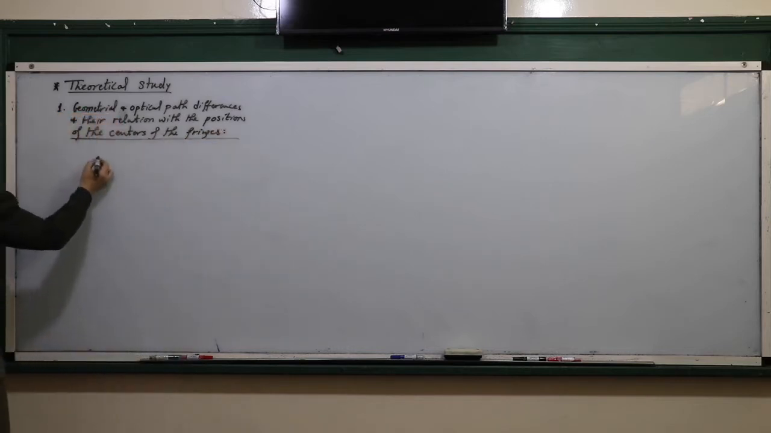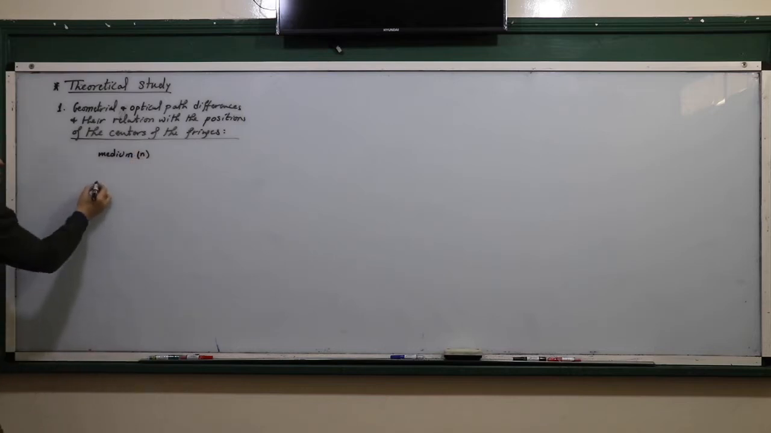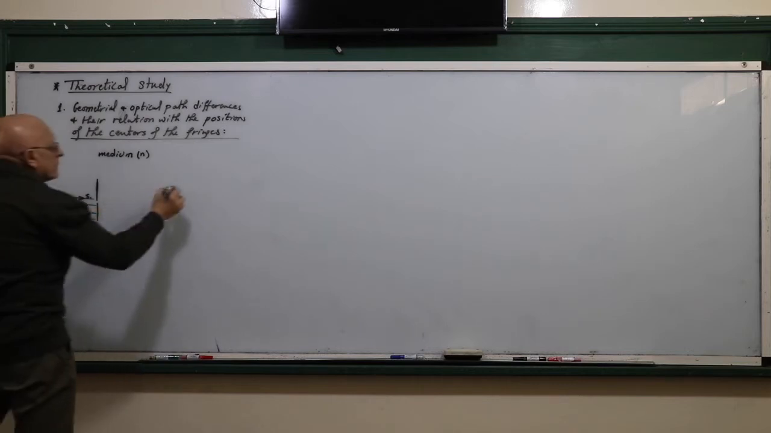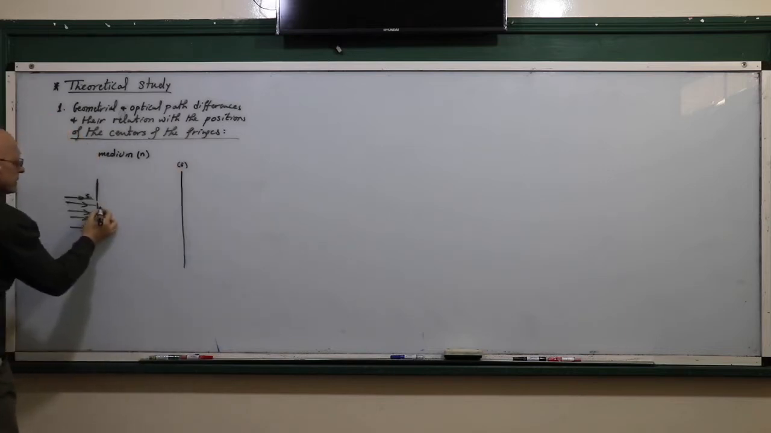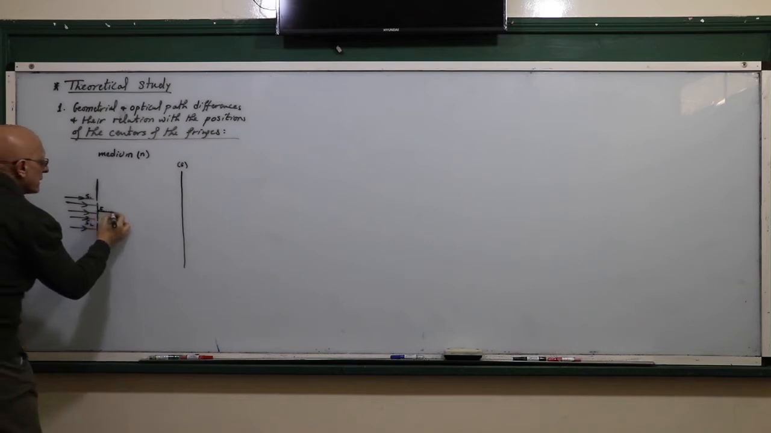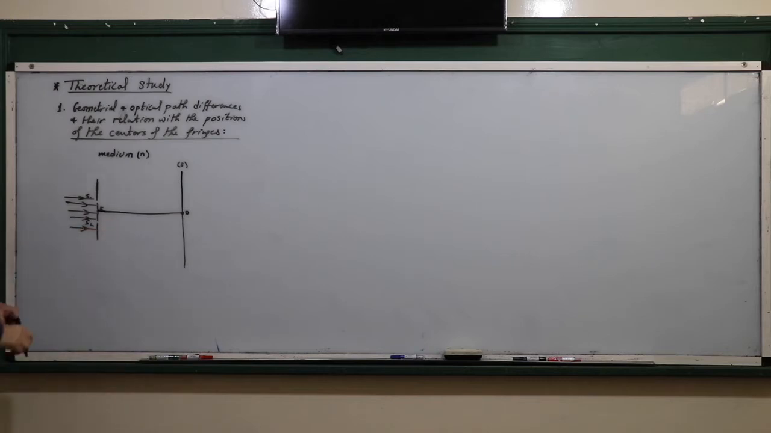Suppose you have here a medium of index n, okay, and here these are the two small slits S1, S2. This is the laser beam. This is the screen E. This is I, the midpoint of S1, S2, and O is the orthogonal projection of I on the screen.